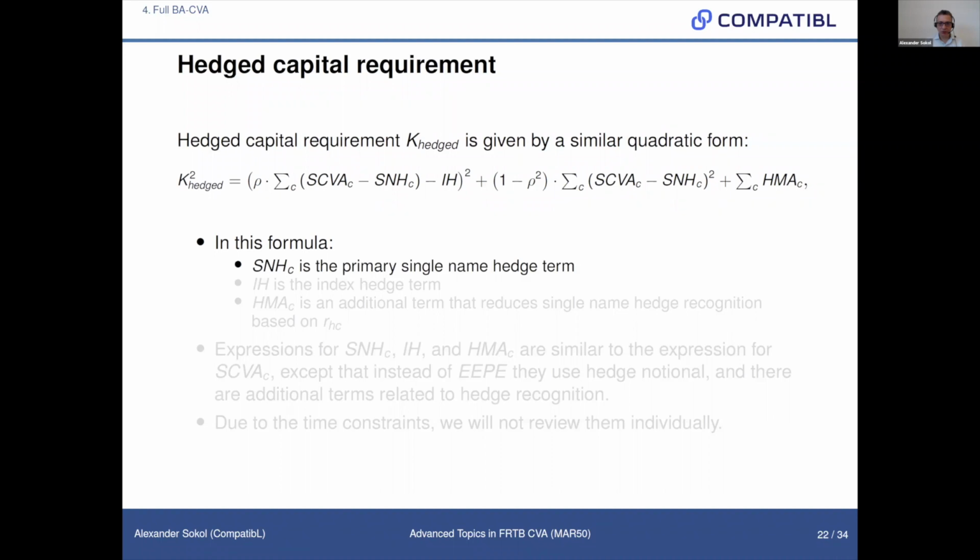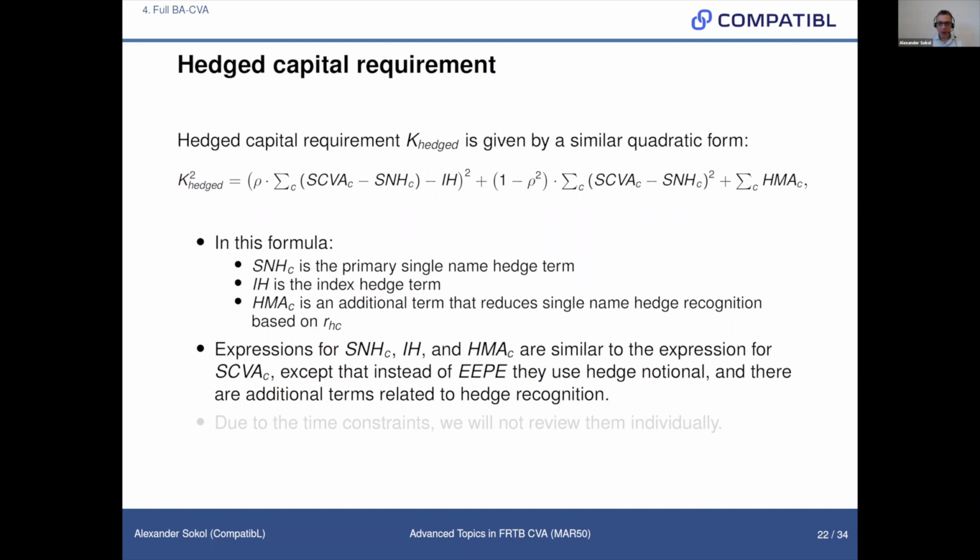Plus, there is a term for the single name hedges, there is a term for the index hedges, there is a term which is additional single name hedge, which reduces this name recognition based on RHC. So that term disappears if RHC is 100%. And the expressions for these quantities, SNHC, IH, and HMAC, right? And you can see here that IH doesn't have the counterparty subscript because it's an index CDS, so it's not hedging one counterparty; it's hedging all of them collectively.